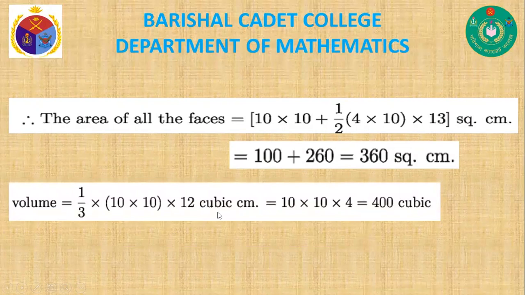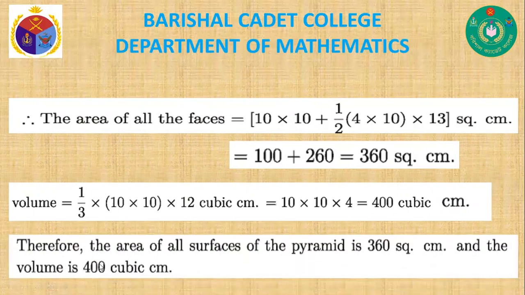Now it is time to find the volume. We know that the volume is 1/3 into area of the base into height. So 1/3 into area of the base, that is 10 into 10, the area of a square, into height. The height is given, that is 12. Then calculating this, we get the result 400 cubic centimeter. Therefore, we see that the area of all surfaces of the pyramid is 360 square centimeter and the volume is 400 cubic centimeter.